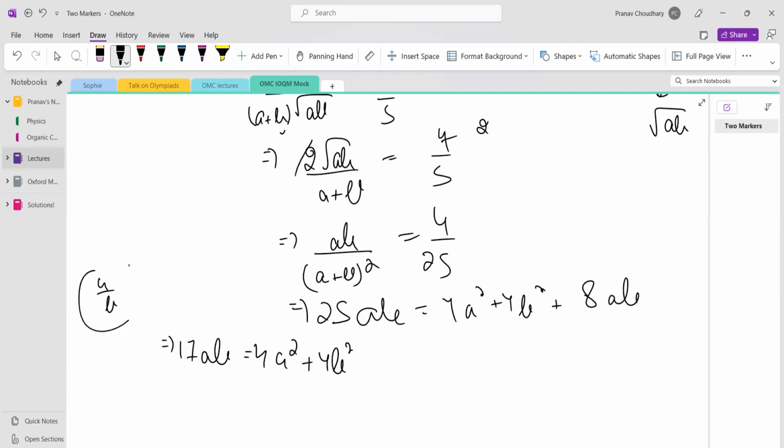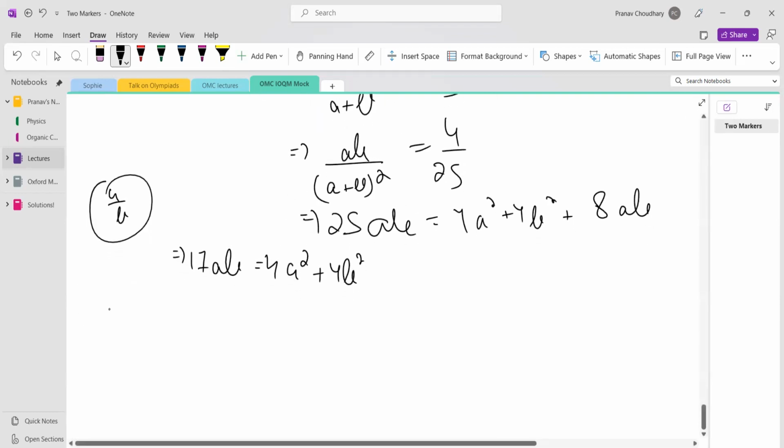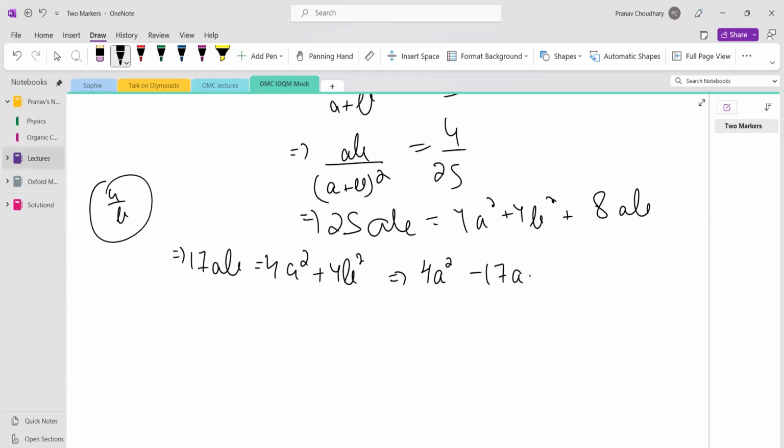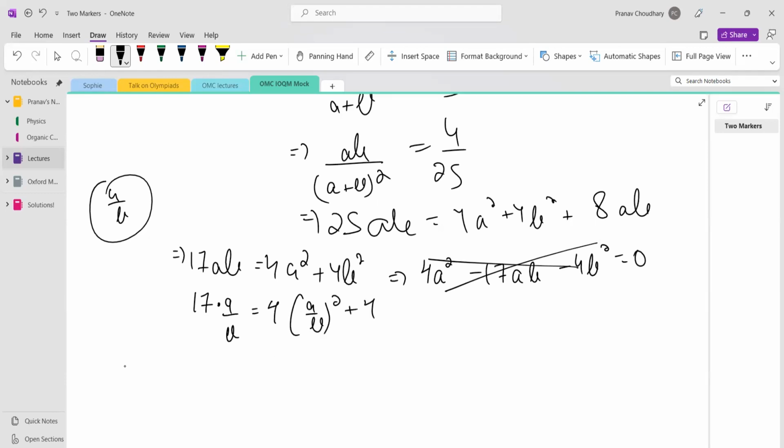See, we want to find a by b, right? I think it is a standard trick. I don't really know how to motivate this, but to convert this equation in terms of a by b, either you can consider it as a quadratic in a, and find a in terms of b, and then find a by b, which is slightly longer. So what I do is I just divide by b square. So this becomes 17 a by b, which is equal to 4 times a by b squared plus 4. And now I can let a by b be my x.